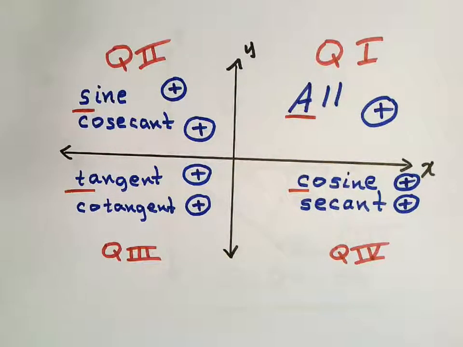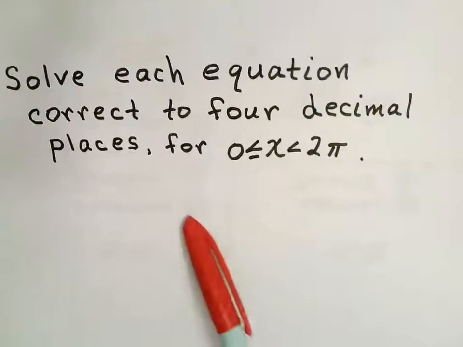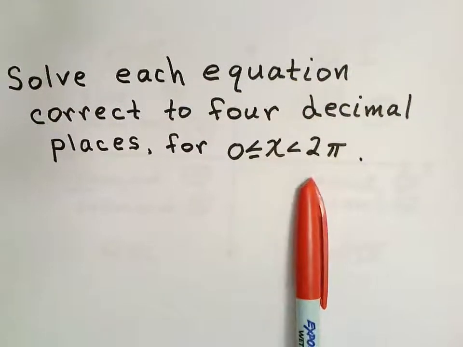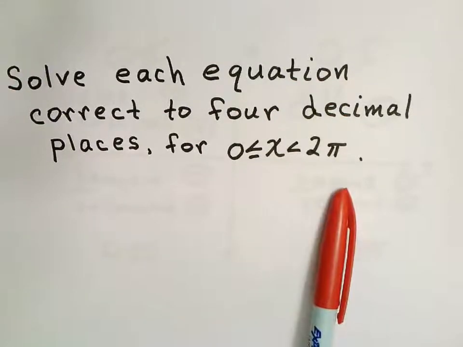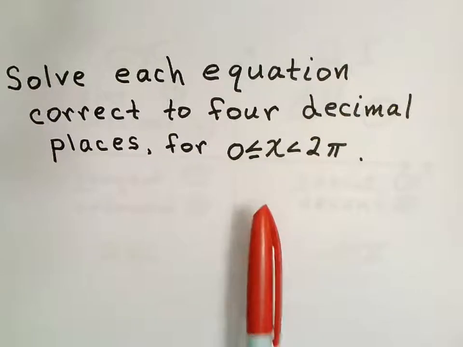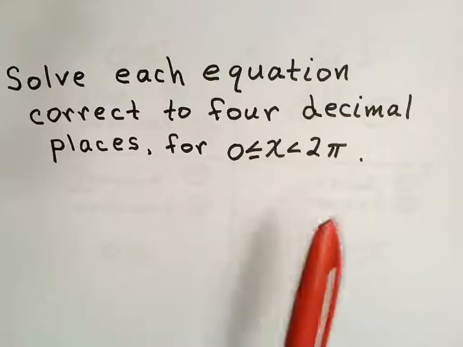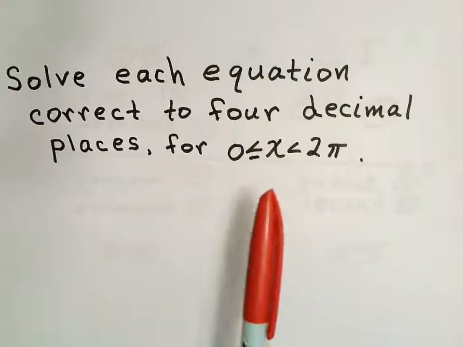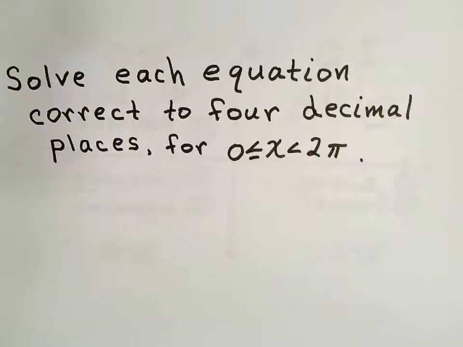Now, we're going to solve 2 equations, and we're going to round our answer to 4 decimal places. The x, which is the angle that we're looking for, is between 0 radians and 2 pi radians. So that means that the calculator has to be in radian mode. If I had said 0 degrees and 360 degrees, then the calculator would have to be in degree mode. But since it's 0 and 2 pi, the calculator has to be in radian mode.